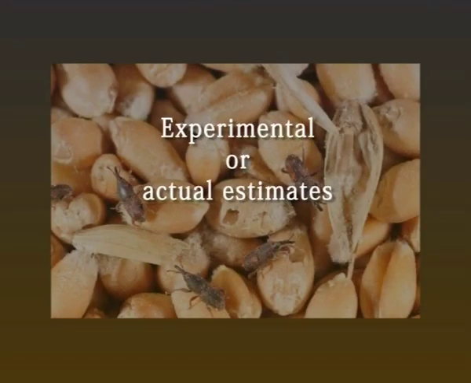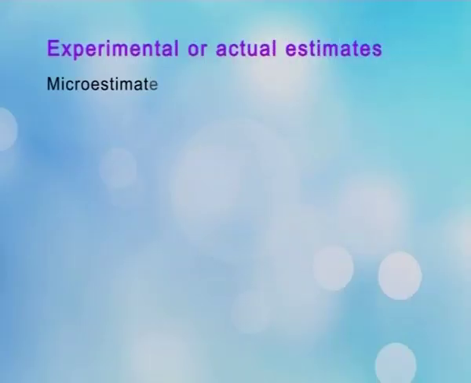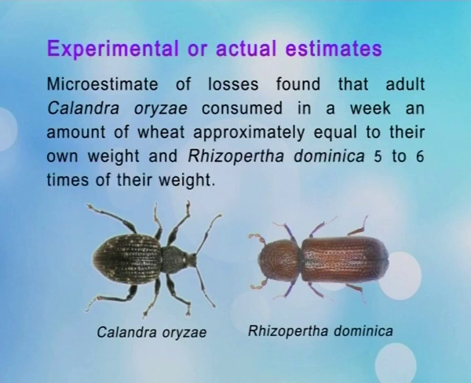Experimental or actual estimates. Macro estimate is termed as the actual estimate, often out of experiments conducted, and that gives a true picture of losses in stores. Though information at present is scanty and fragmentary, still some information is on record. The account of estimated losses reported seems to be in sharp conflict because of the absence of one standard method for assessment. A study on rural wheat grain storage in Ludhiana district of Punjab reckoned the loss in Malathion treated grain as 0.5%, and in untreated varying from 1.1 to 3.1% in different storage practices. Macro estimate of losses found that adult Calandra oryzae consumed in a week an amount of wheat approximately equal to their own weight, and Rhyzopertha dominica 5 to 6 times their weight.